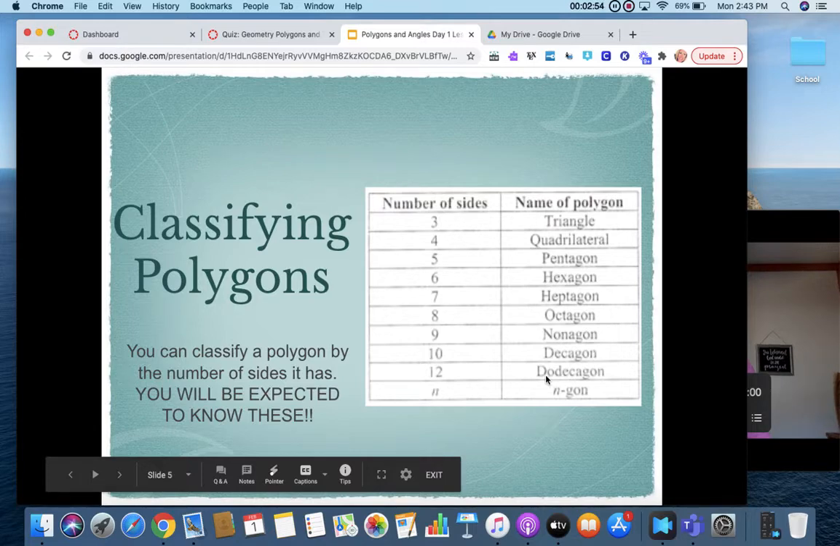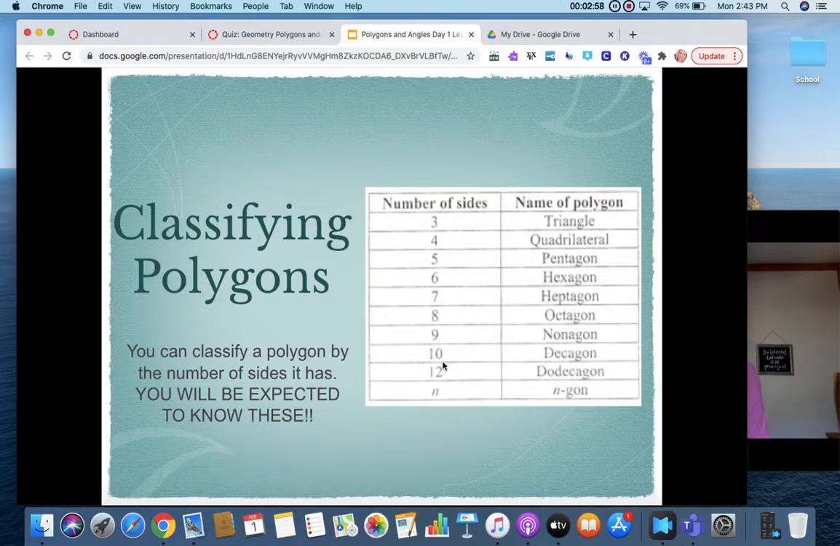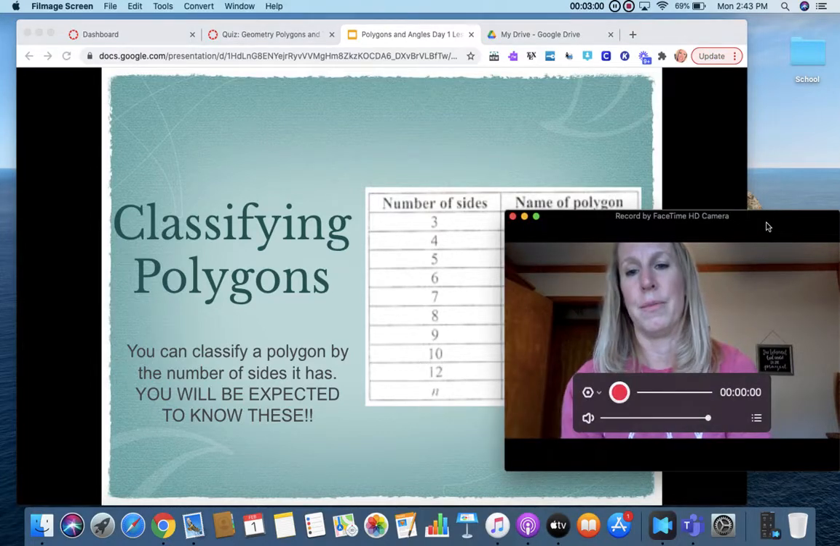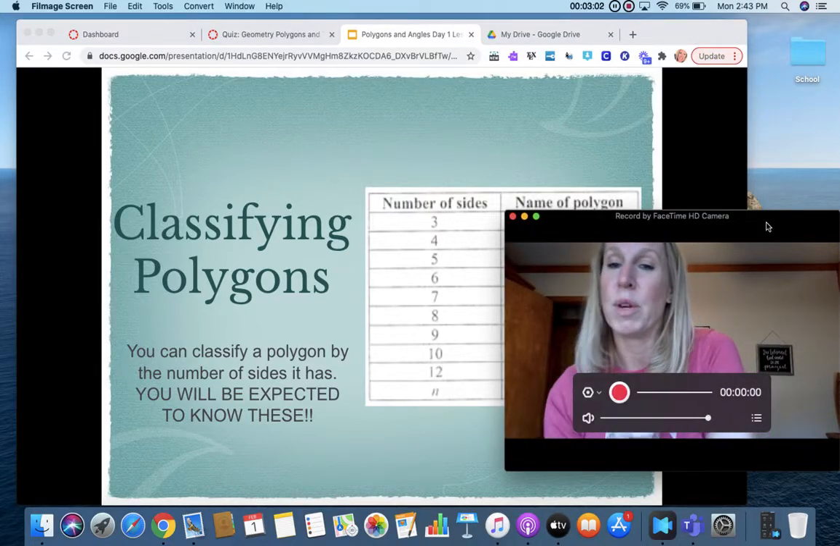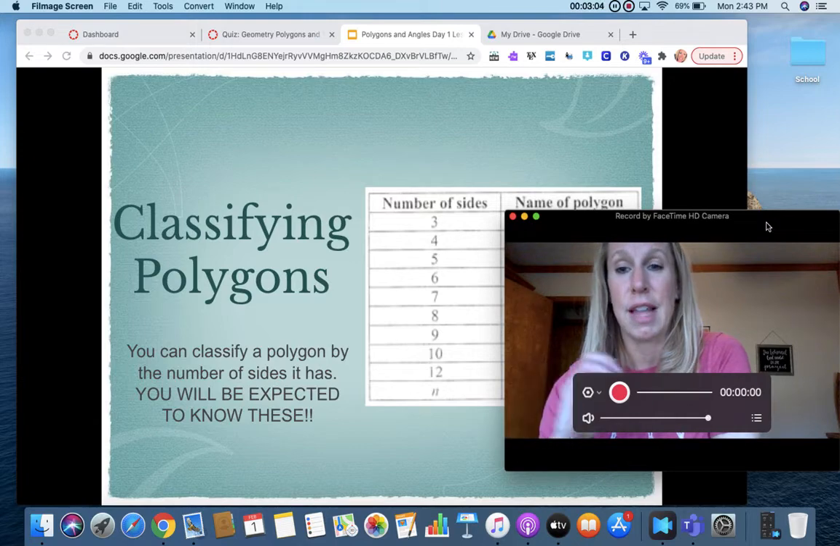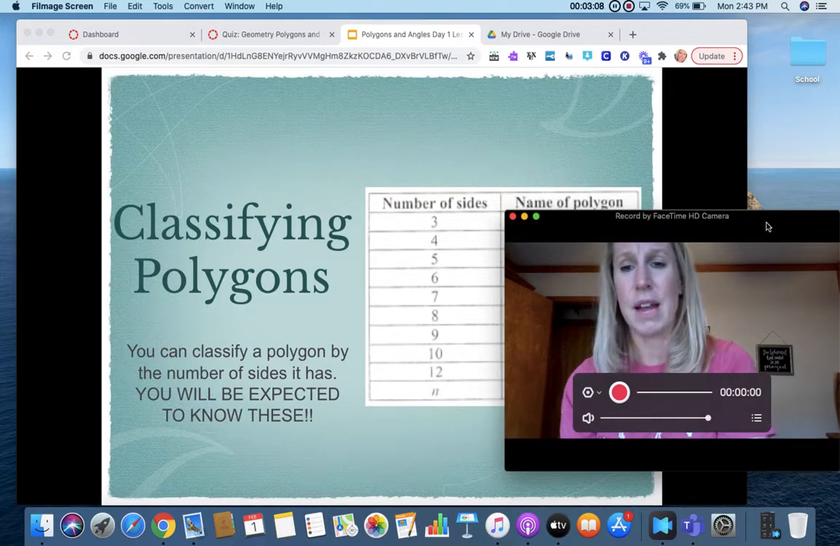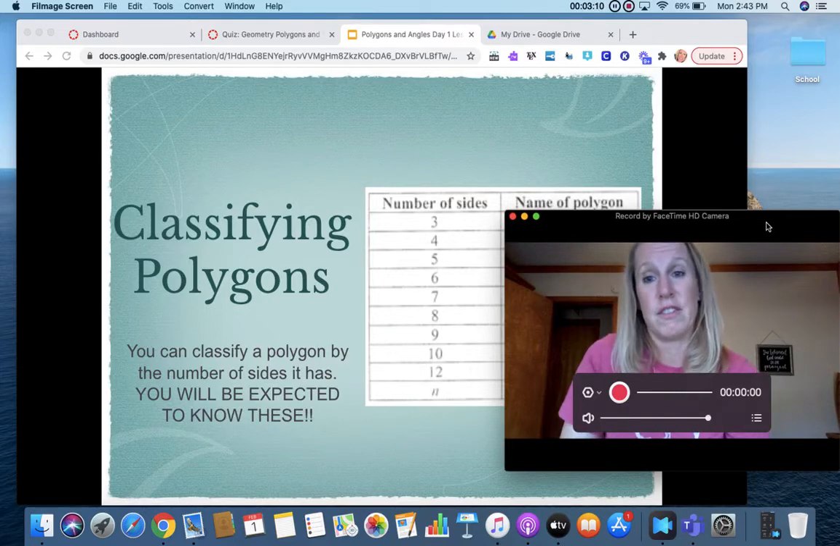Dodecagon, do means 2, decagon is 10, so 2 plus 10 makes 12. Now you might be like, well, where's the 11? Well, we don't have to memorize the 11. We just call any other number that number with gon, so it'd just be called an 11gon. If it had 15 sides, we would just call it a 15gon.